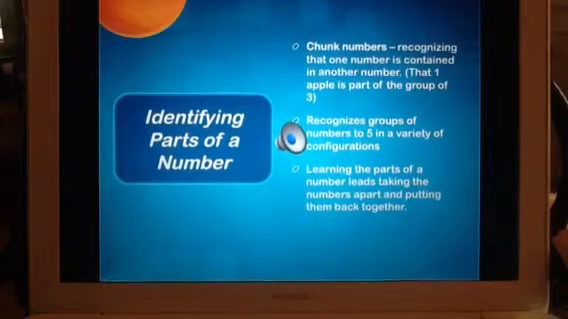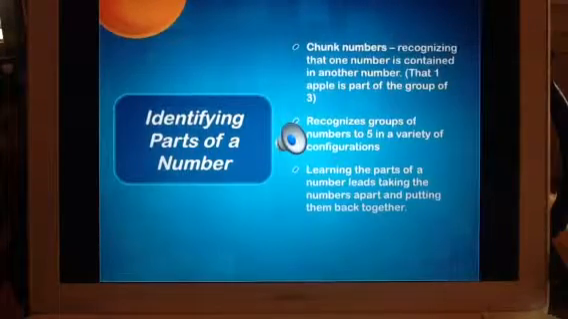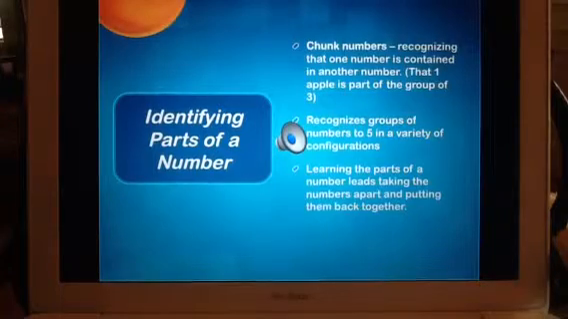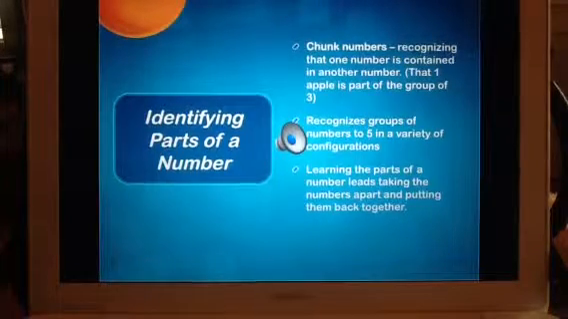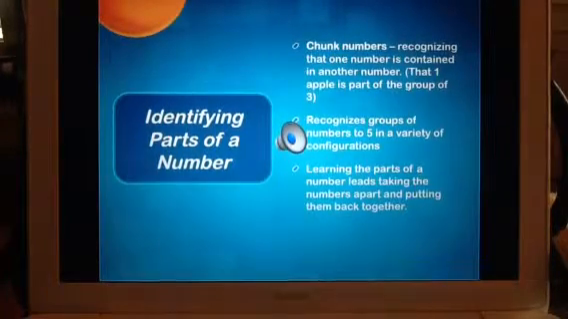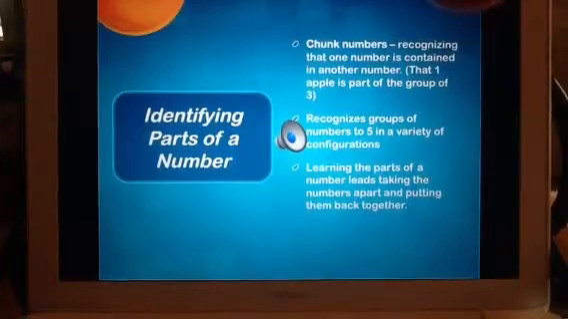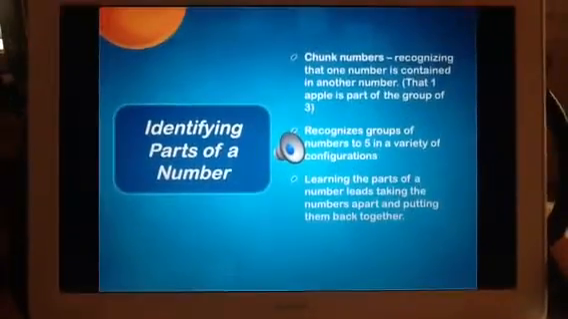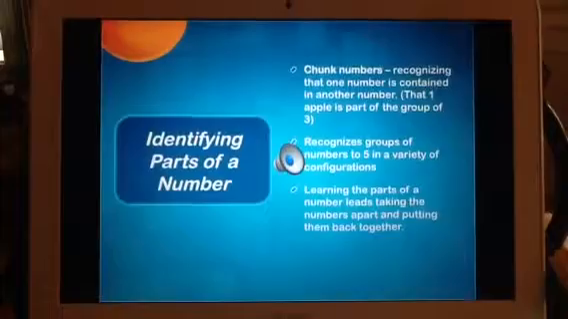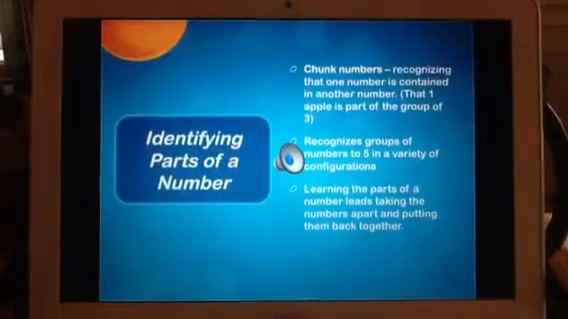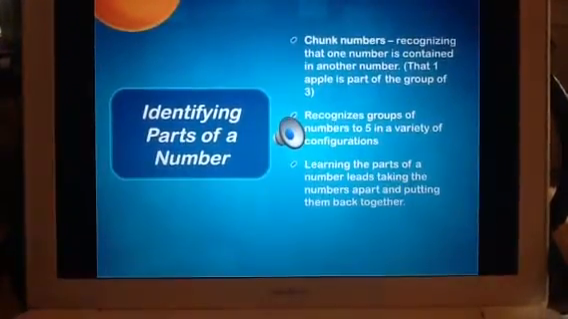Identifying parts of a number is one of the main components of critical learning phases. It includes chunking numbers, which is recognizing that one number is contained in another number, that 1 apple is part of the group of 3, and recognizing groups of numbers to 5 in a variety of configurations, 4 plus 1, 3 plus 2. Learning that parts of a number leads to taking the numbers apart and putting them back together.